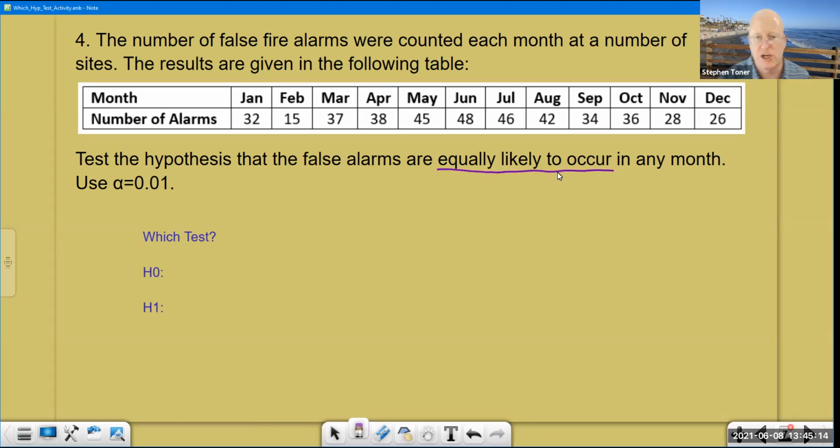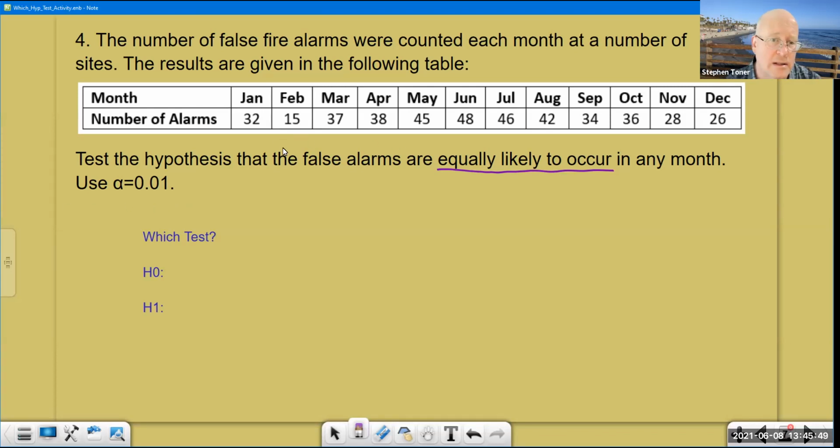So we go through our checklist. We're not dealing with proportions. That's gone. And I don't see the word mean in here anywhere. So it's not a t-test or a 2-sample t-test or an ANOVA test. That leaves the chi-squared category of things. Is this a matrix? Well, I do have number of alarms on the left and month on the top, maybe. And then we also have a goodness of fit. And that's really what we're dealing with here, because we want to know, are they equally likely to occur?